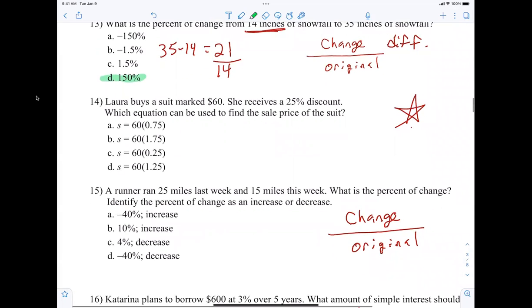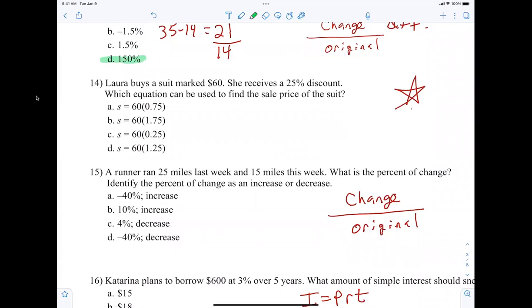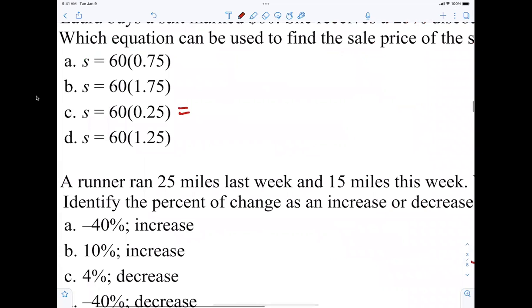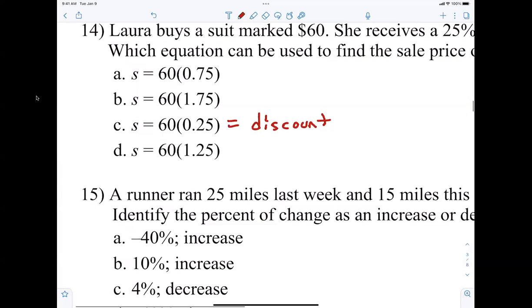All right. Laura buys a suit marked $60. She receives a 25% discount. Okay. Now who put C down? So what I want to do is this, I want everybody to do this for me. This is equal to the discount. All right, that's equal to the discount. Does everybody agree with that? Now, if I multiply the price by something more than one, it's going to cost even what? More, so it can't be B or D.